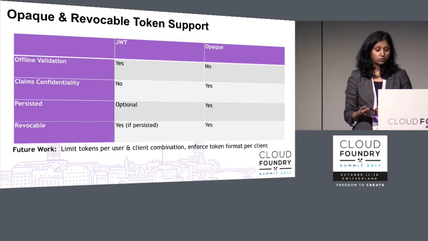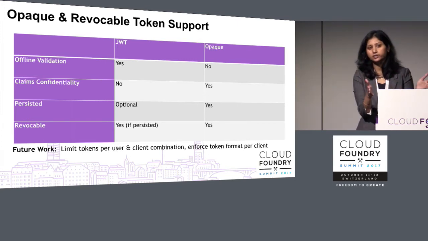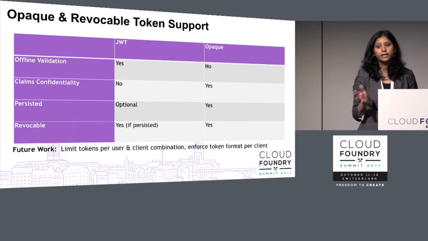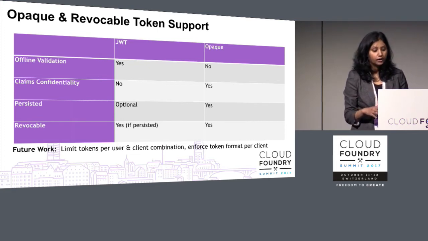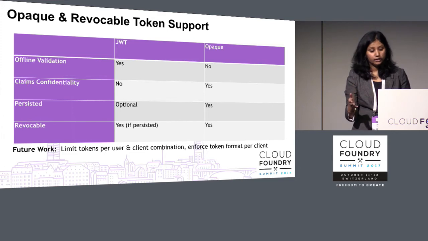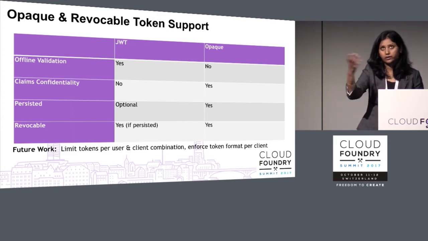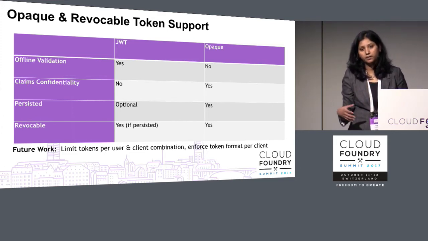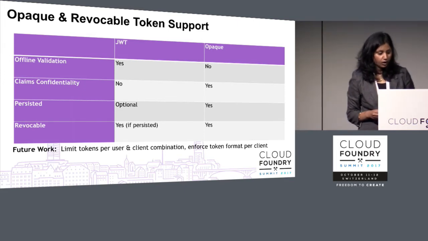With opaque tokens, you get claims confidentiality, because with JWT, it's a base64 encoded string, but not necessarily encrypted. UAA doesn't encrypt JWT. But with opaque tokens, a client will never be able to figure out what is within the token, because it's an opaque string. Only clients, as in resource servers or APIs, will be able to exchange that opaque token for actual claims.